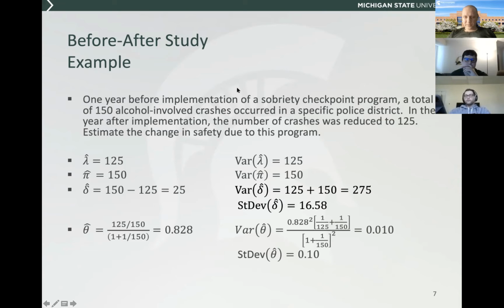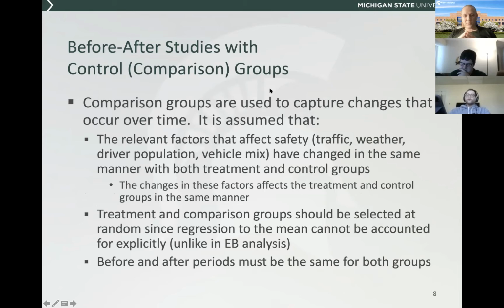So relatively straightforward. As we move into the before and after with control, we're going to use a very similar approach, except we're going to start to introduce some adjustments here. Again, operating under the assumption that there are other external factors that are also at play here, and so we want to control for them by including an appropriate comparison group. Okay.